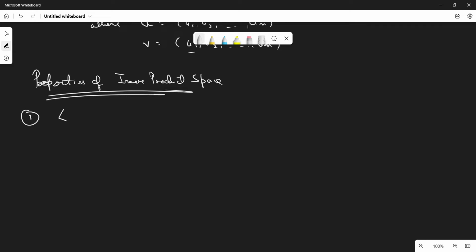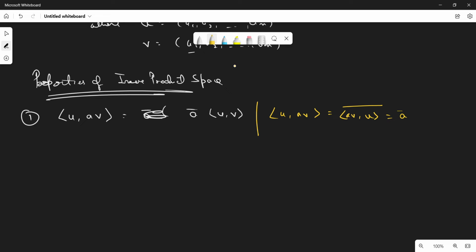Property number 1, inner product of ⟨u, av⟩, where a is an element from the field, is given as a conjugate times inner product of ⟨u, v⟩. Clear? Got it? Now see, this is very simple to prove. I'm just giving the proof very simply. See, ⟨u, av⟩ can be written as the conjugate of ⟨av, u⟩. This can be written as a conjugate times the conjugate of ⟨v, u⟩, which can be written as a conjugate times ⟨u, v⟩. Clear?